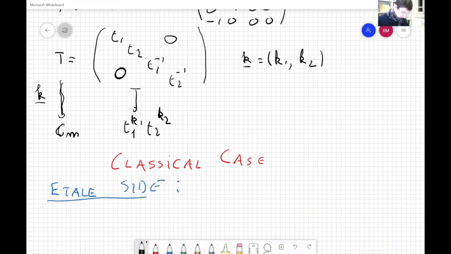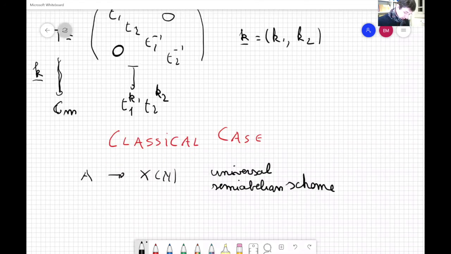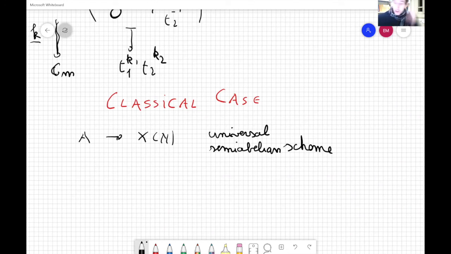On the étale side, remember, we have an object A over X_n, which is the universal semi-abelian scheme. The cusps degenerate exactly as for modular curves, where the universal elliptic curve degenerates to a G_m. We will use this A to construct the standard étale coefficients, from which we will build others once we take a specific character underline k.